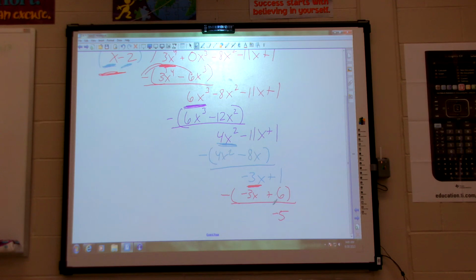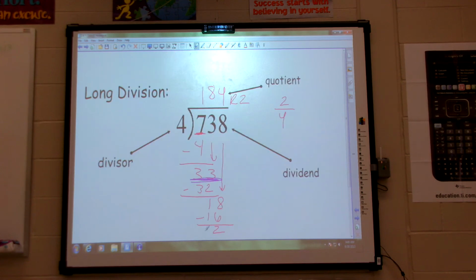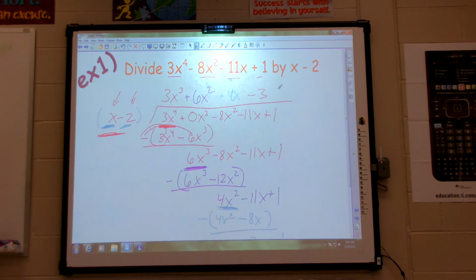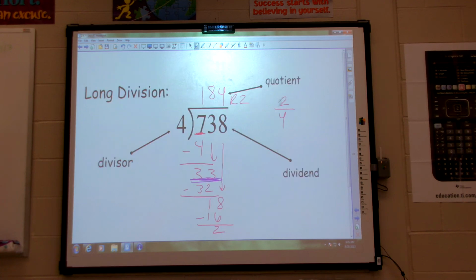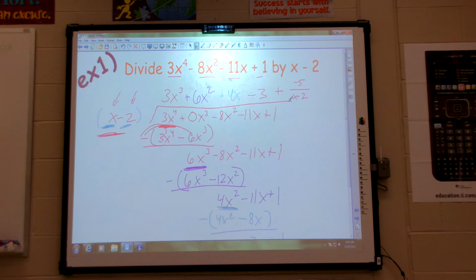But here's what I do. I'm done. Just like over here, I was done. I put remainder 2. I'm going to kind of do something like that. I'm going to put plus my remainder, which was negative 5, and negative 5 out of x minus 2. So let me go back here. Didn't I have remainder 2 out of 4 left? Same thing. I have negative 5 out of this many left.